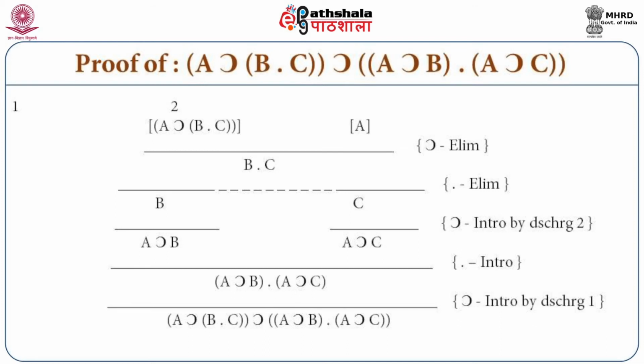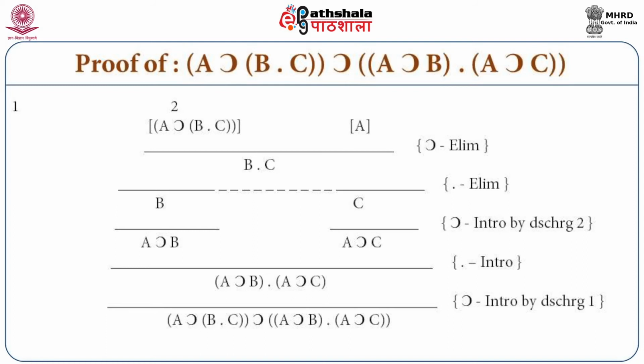Now we can introduce implication again. So look at assumption number 2, A. If by assuming A we can arrive at B, then by the rule of introduction of conditional, we can infer A implies B. Likewise, given our assumption A, if we are able to derive C by the application of the same rule, we can infer A implies C.